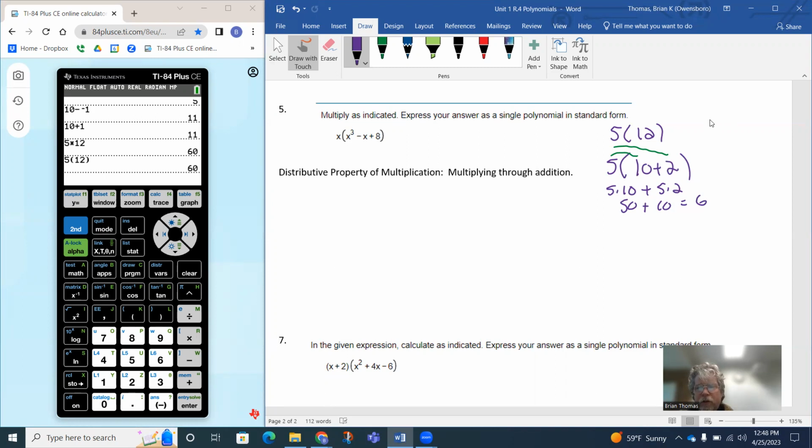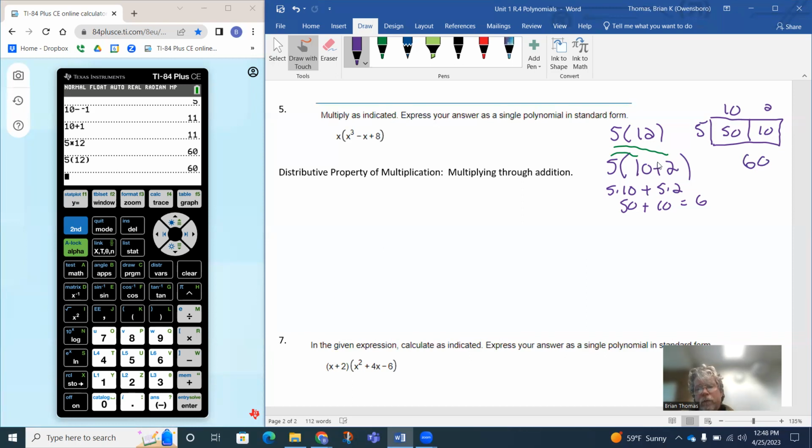Now, another way of doing this is to use a box, or what's called the area model. Because finding the area of a rectangle is actually a multiplication problem, a box is really a good organizer too. So I could put the 5 on this edge, and I could put the 10 and the 2 along this edge, and I can multiply through and put these answers inside the boxes. So 5 times 10 would be 50, and 5 times 2 would be 10, and 50 plus 10 becomes the total area, which would be 60.